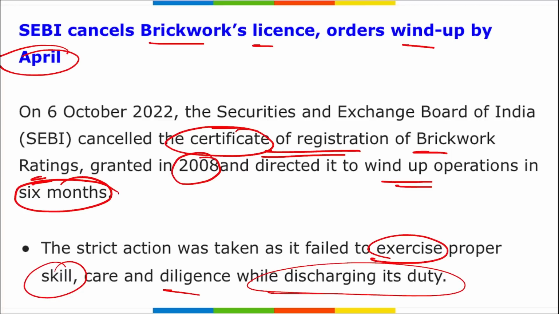Brickwork Ratings is a credit rating agency and it is one of the 7 credit rating agencies that were registered with SEBI. The others are CRISIL, ICRA, CARE, Fitch, Infomerics Ratings and Acuite Ratings and Research. Also remember, initially SEBI and RBI conducted a joint audit of the rating agency in January 2020. So SEBI has cancelled the license, or the certificate of registration, of whom? It was of Brickwork Credit Rating Agency.